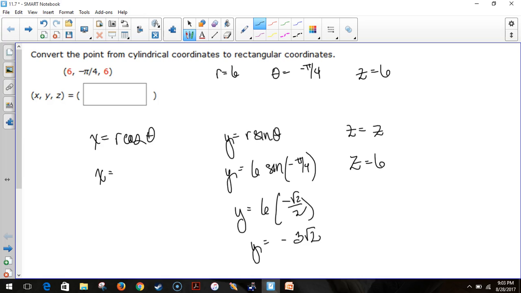X is equal to 6 for r times the cosine of the negative pi over 4, which is going to be a positive radical 2 over 2. And so my x is going to be a positive 3 radical 2, and I have my points swapped over.